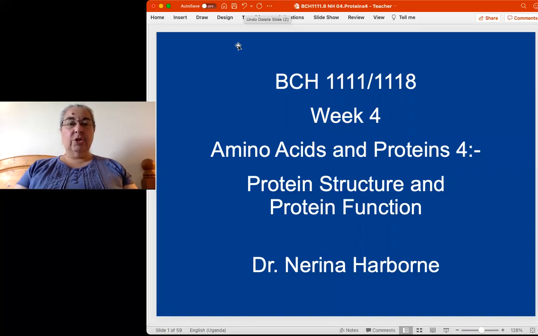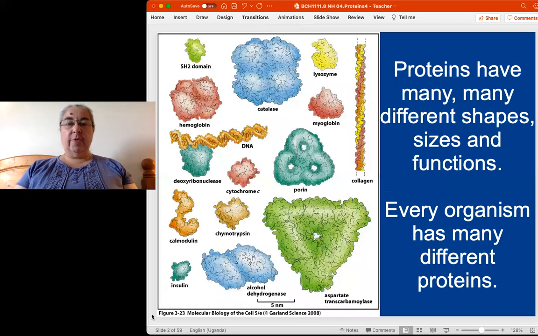Right. Hello, students. Today we are continuing to think about proteins, and our topic today is protein structure and protein function. So, you've seen this diagram before.